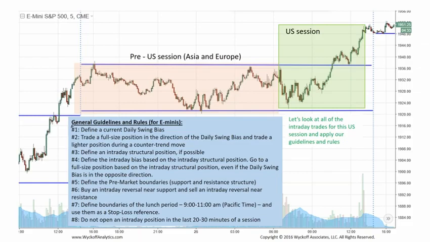Okay, we basically talked about all of this. Yeah, we want to define the boundaries of the lunch period as well, so from 9 to about 11, like this. And we want to see the low and we want to see the high. And if we are in the position to the upside, which we would be in this area right here, our stop loss is going to be just below this level.